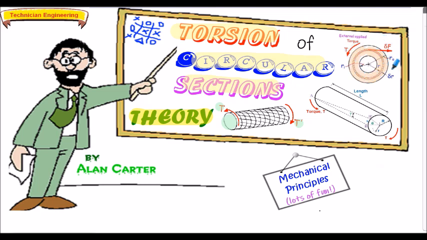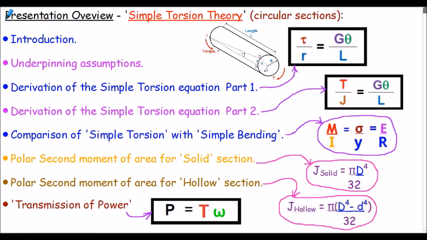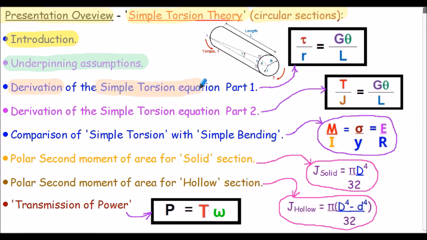an applied torque. Here's a brief presentation overview related to the simple torsion theory for circular sections. We commence with a brief introduction to the topic area. We review the underpinning assumptions of the theory. We then consider the derivation of the simple torsion equation or simple torsion formula, what's termed part 1, shown here. Then we continue the derivation for part 2, shown here.